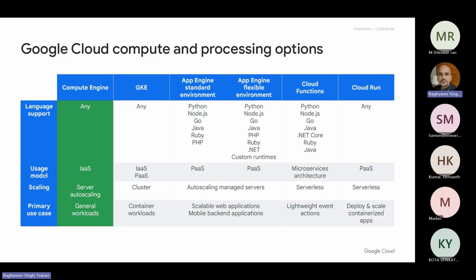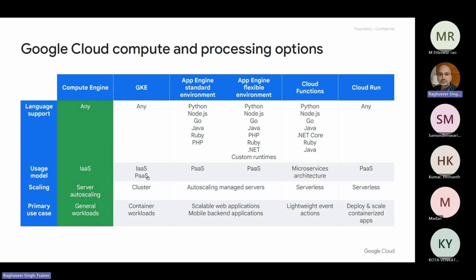Then comes the usage model. Model basically means which service delivery model of cloud computing this service falls in. So Compute Engine falls in infrastructure as a service, wherein you manage the infrastructure end to end. So all backup, maintenance, update, patching, antivirus, all that you will manage.